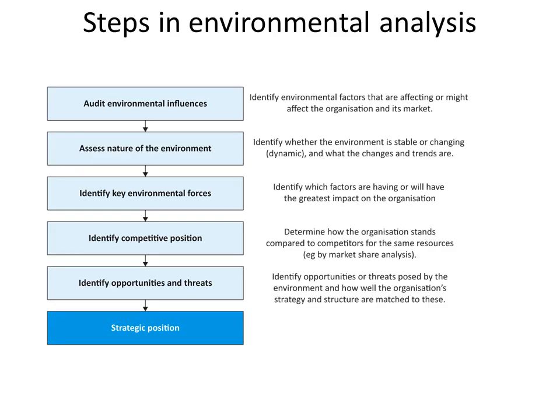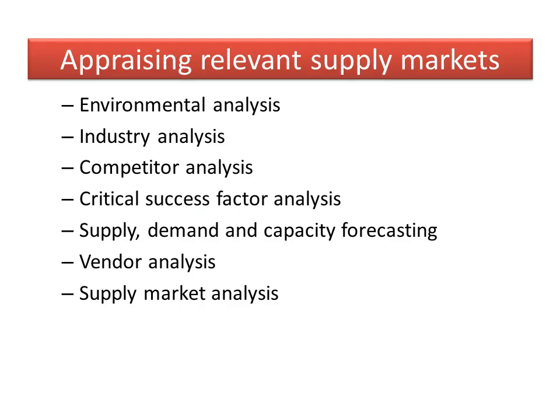What are the steps in an environmental analysis? This is straight from the study guide: audit, assess, identify, look for opportunities and threats, establish your strategic position. And there are as many bits of analysis that can be done on the supply chain. Environmental, industry, competitor, success factors, forecasting, vendor analysis, they're all factors that we might consider in the supply chain.